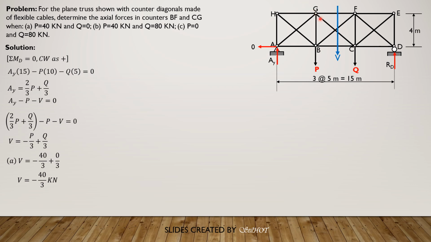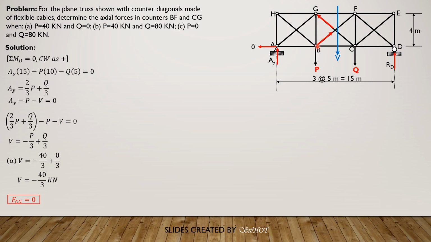Since CG is in compression by the nature of its direction, and remember these counter diagonals are made of flexible cables, they cannot resist compression. So CG therefore is 0 and BF is in tension. So FCG is 0.